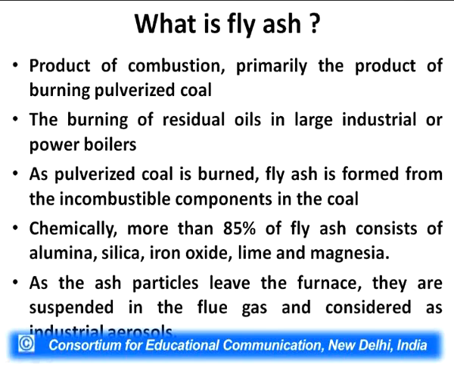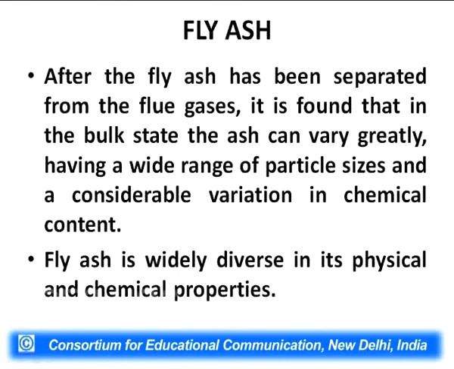Actually, when the pulverized coal is burned, fly ash is formed. The fly ash is formed from the incombustible component of the coal. Chemically, more than 85% of the fly ash consists of aluminum, silica, iron oxide, lime or magnesia. As the ash particles leave the furnace, they are suspended in the flue gas and considered an industrial aerosol. That is why this is a kind of environmental hazard, especially air pollution. That is why it is called a very hazardous air pollutant.